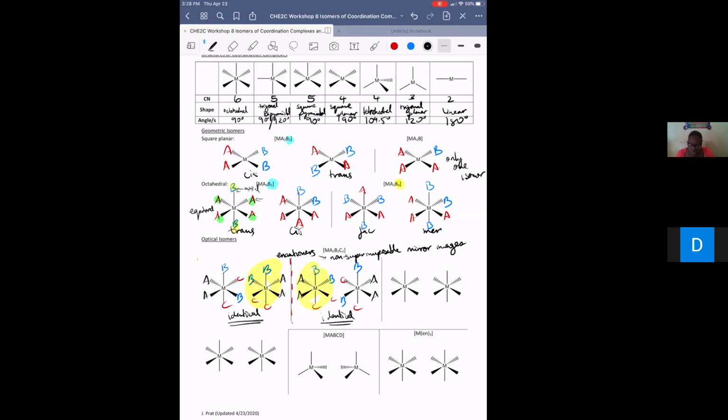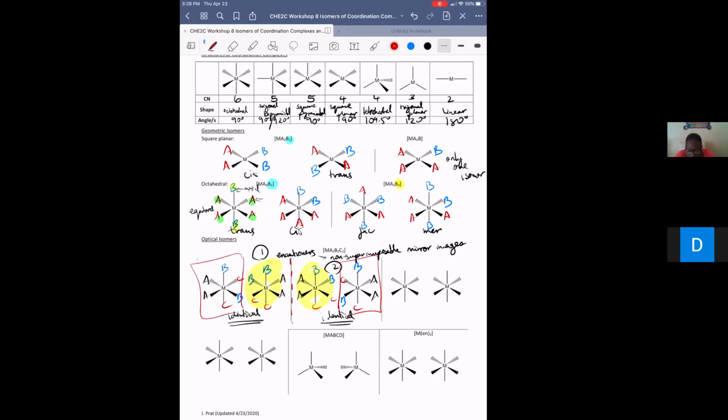So now, even though we've drawn 4 structures, technically we've only drawn 2 isomers because they're identical. So 4 structures, but only 2 isomers so far. So this is isomer 1, and this is isomer 2. We can eliminate this isomer and this isomer because they're identical.